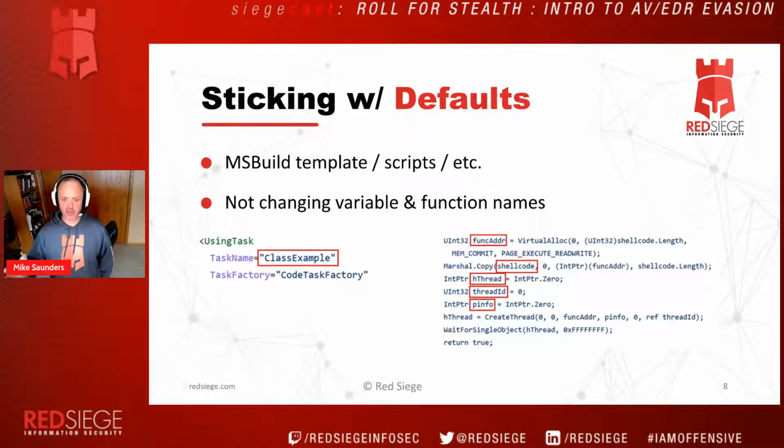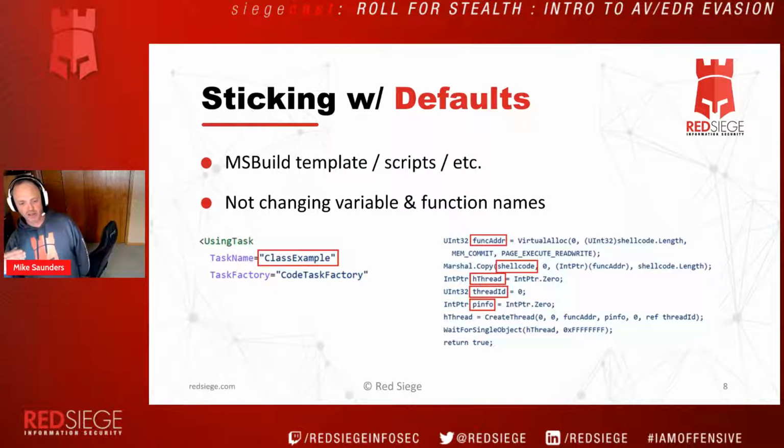There are a few other things here that might not be signatured depending on the AV and EDR, but things like hthread, thread ID, and pinfo by themselves probably doesn't mean anything. But when you can put them in something that's looking at in context, we just declared a variable called funcadder. We're then copying some shellcode into that memory address using a variable called shellcode. Now, hthread, thread ID, and pinfo might be signatured in that context.